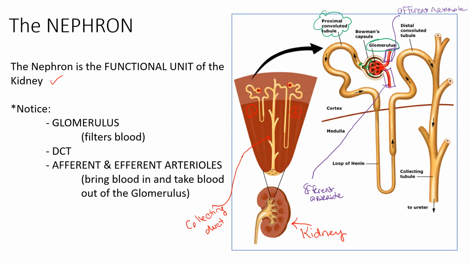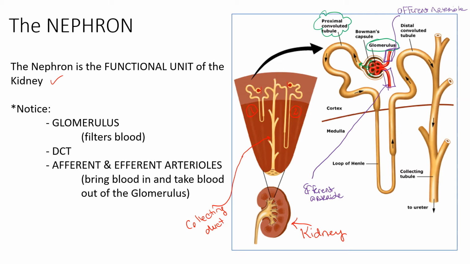So again, notice they're both arteries. So we're not dealing with gas exchange here. We've got oxygenated blood going in, and oxygenated blood coming out. Afferent means it's bringing towards, so it's coming into the glomerulus. The efferent one is what's taking it away. And again, it's still oxygenated blood.